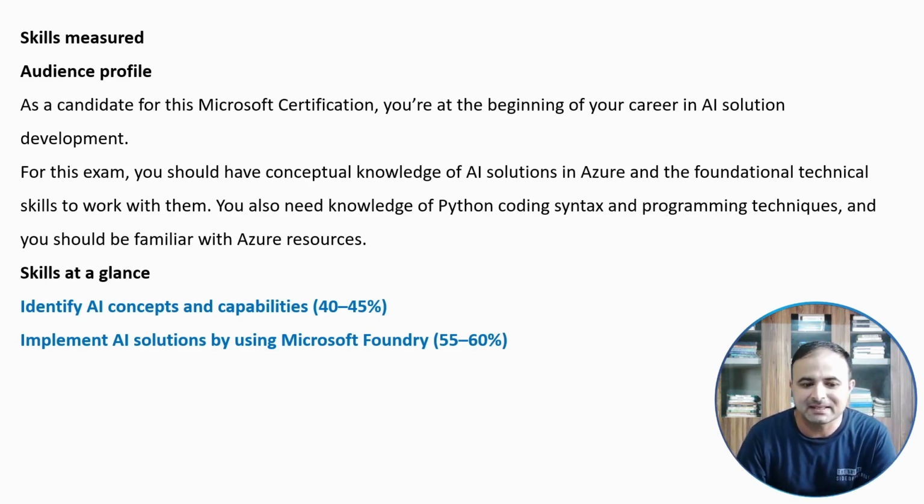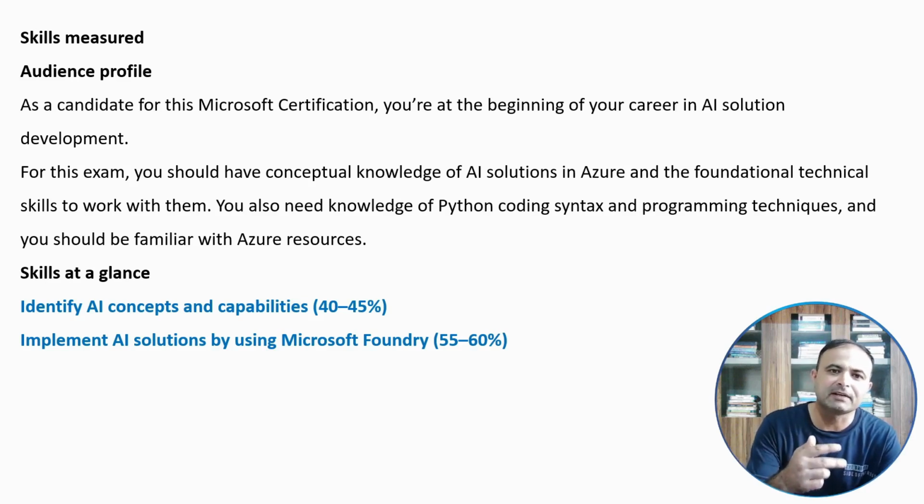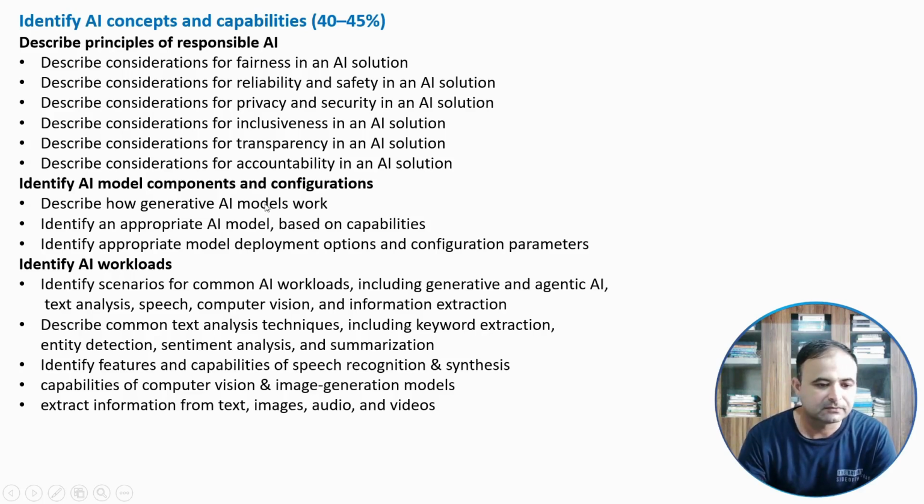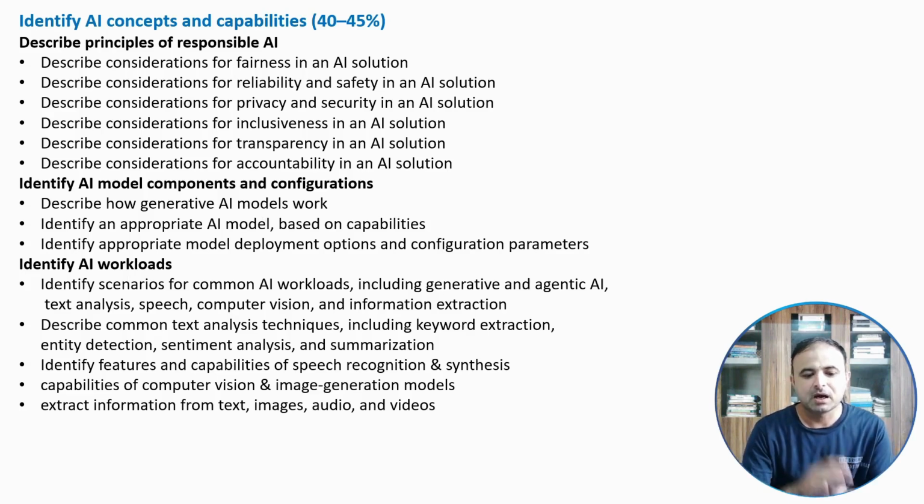Skills at a glance: the syllabus is in two sections. In the updated syllabus, identify AI concepts and capabilities is 40 to 45%, and implement AI solutions by using Microsoft Foundry is 55 to 60%. Each section contains a hierarchy, like describe principles of responsible AI, identify AI model components and configuration, and identify AI workloads. That means workload related, and each section contains further subsections.